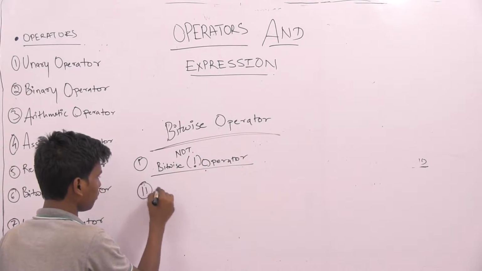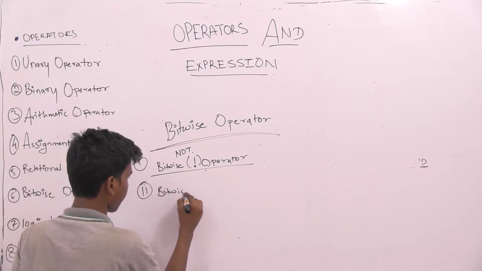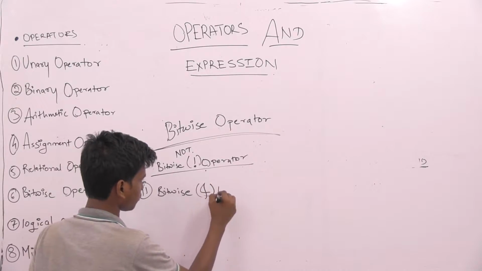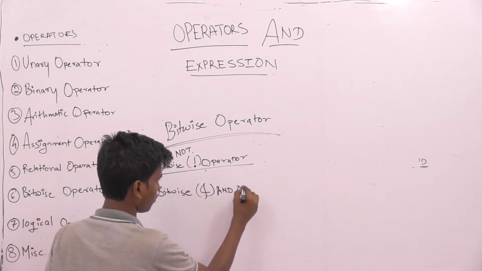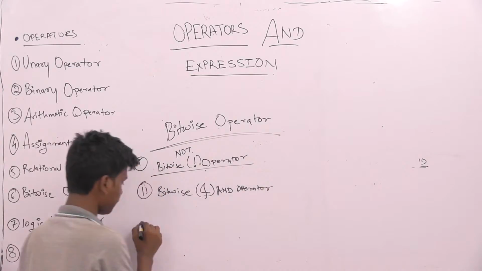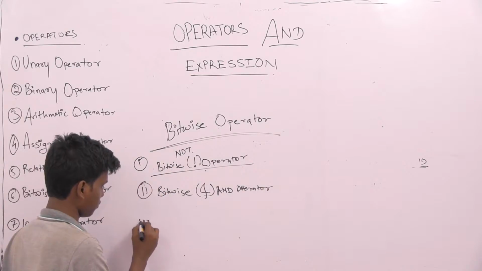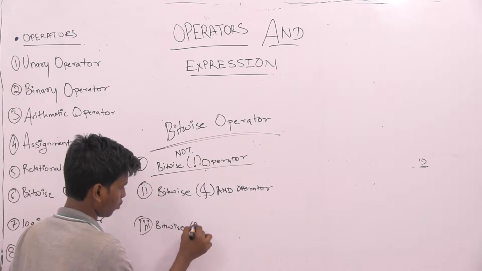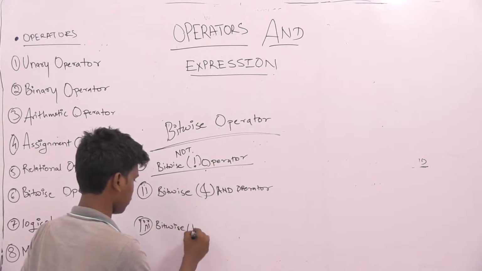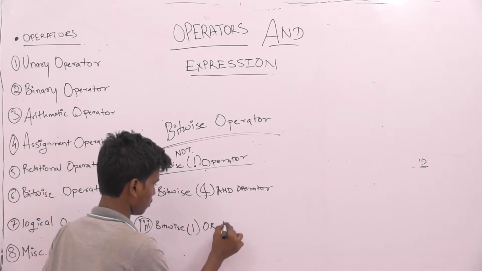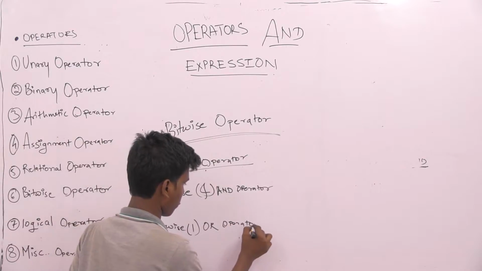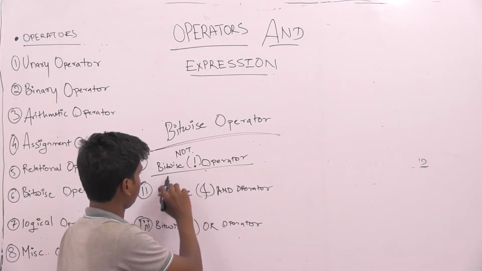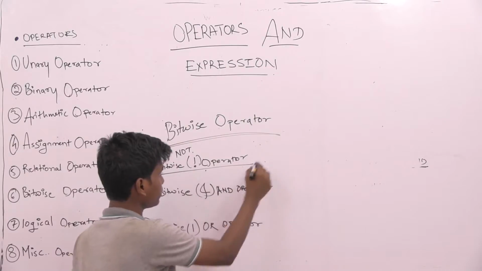Second one is the bitwise AND operator. And third one is the bitwise OR operator. Done. So the bitwise not operator is represented by this exclamation mark.